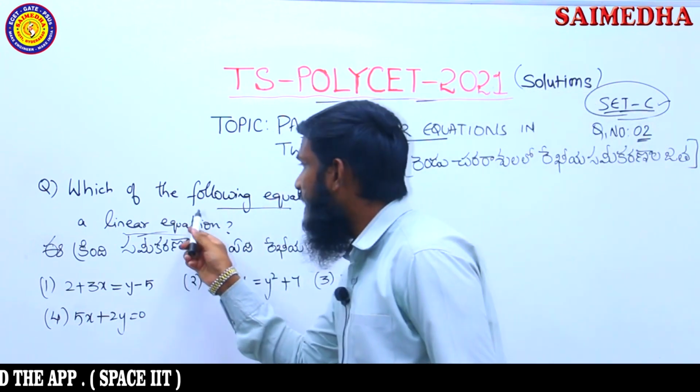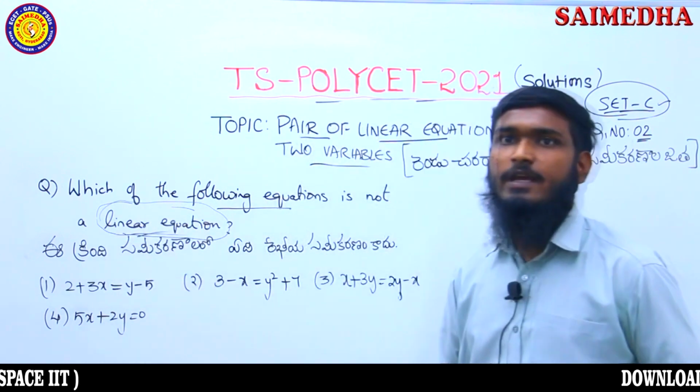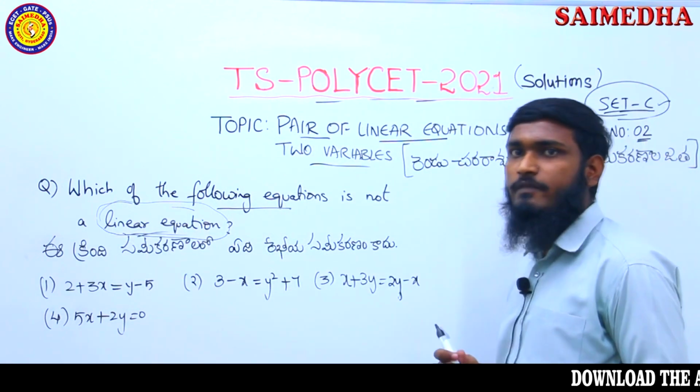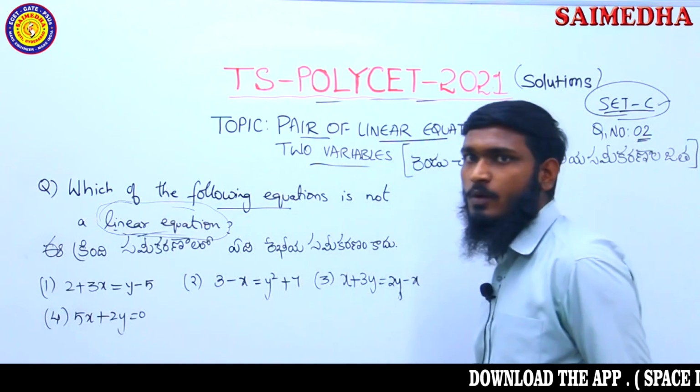So what is a linear equation actually? A linear equation is one where the degree of the equation is equal to 1. If the degree of the equation is equal to 1, we can call that equation a linear equation.